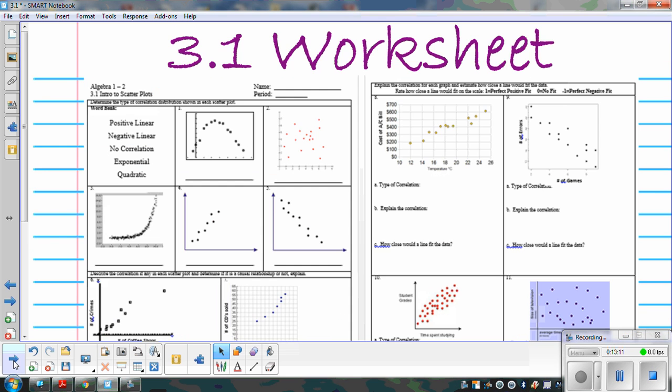Your assignment is on Canvas, but there are also printouts of this worksheet located in the front of the room. So feel free to either do it on your iPad, sheet of paper, or go ahead and get a copy.